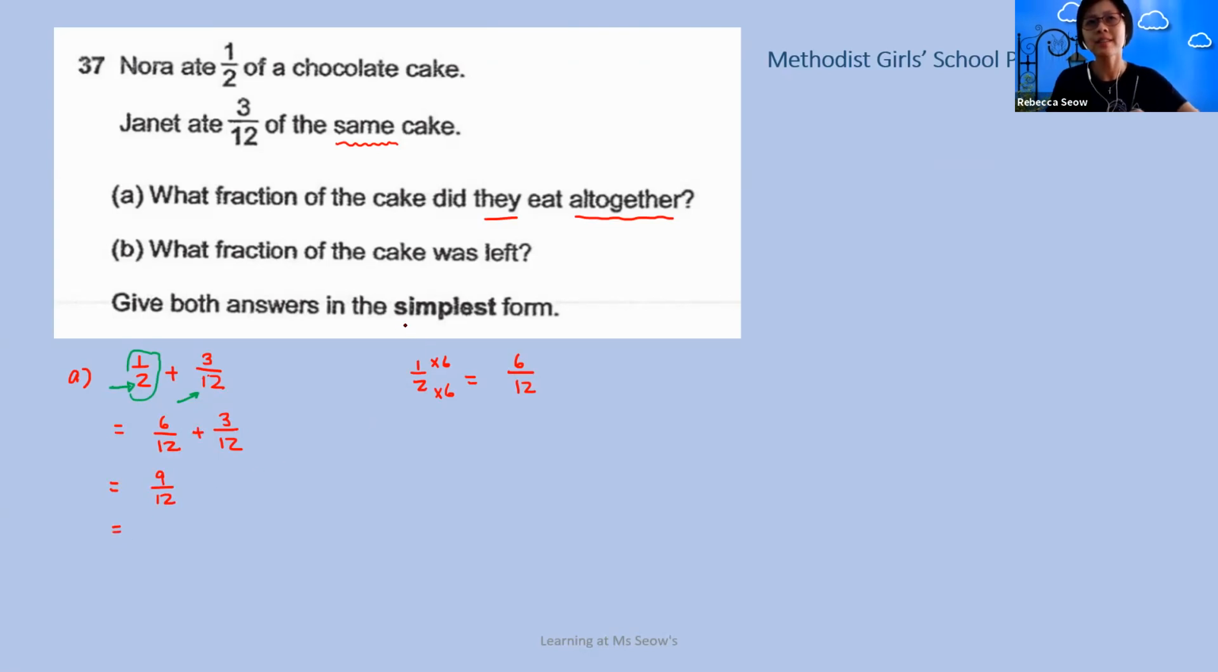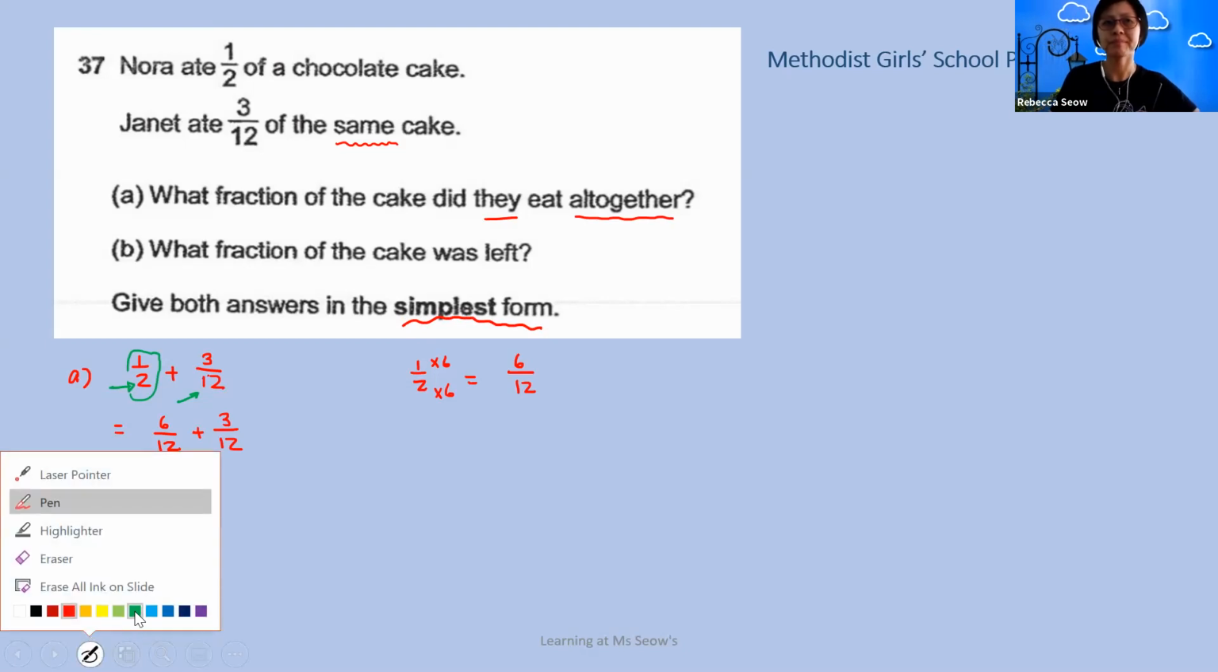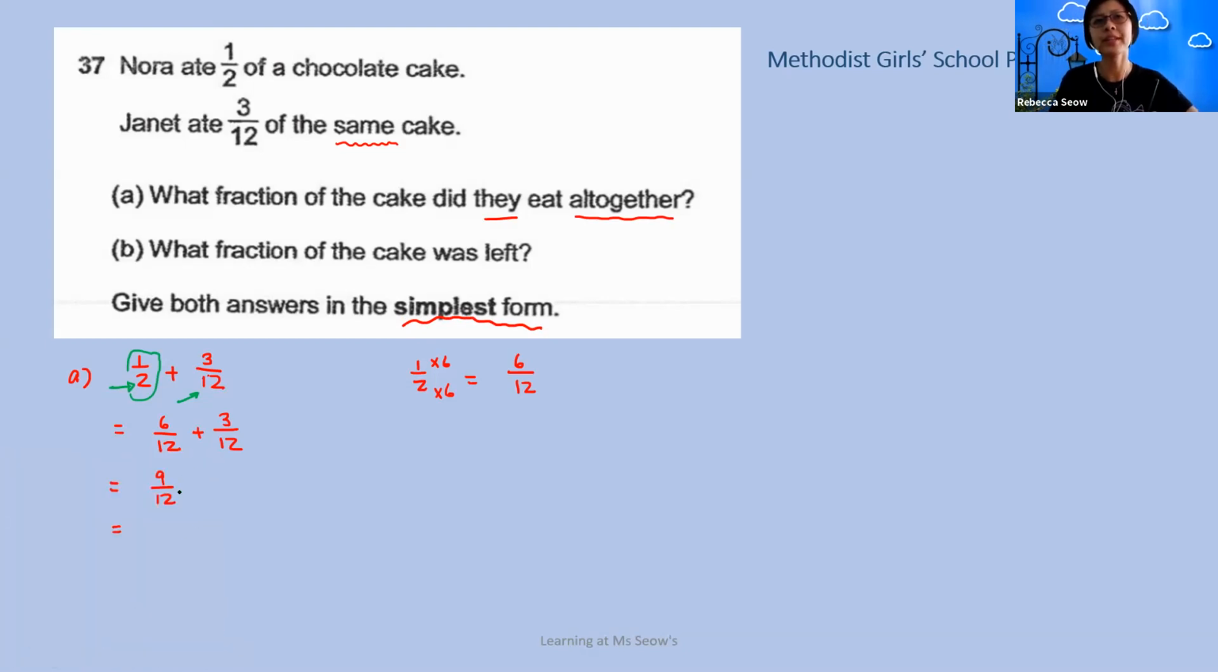We have to ask ourselves whether this is in the simplest form or not. Whether or not a fraction is in the simplest form depends on whether we can divide both numerator and denominator by the same number. If you look at the numerator, it is 9. 9 can be divided by 3. Now, we ask ourselves, can we also divide 12 by the same number 3?